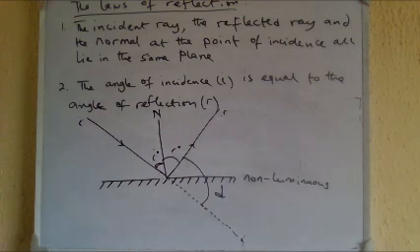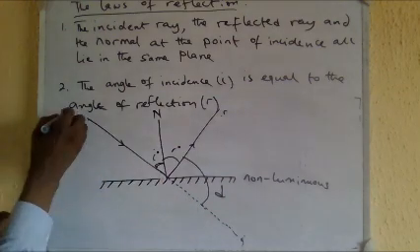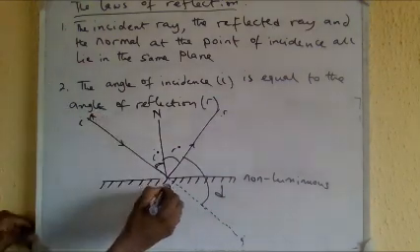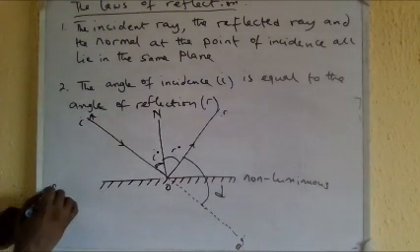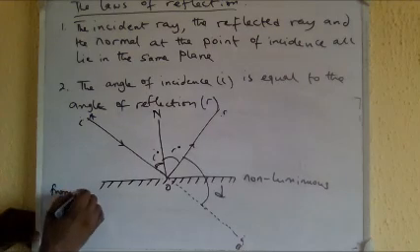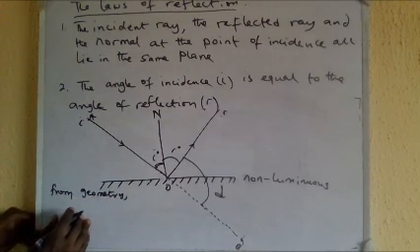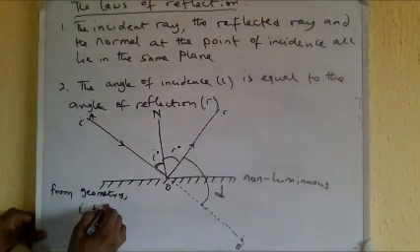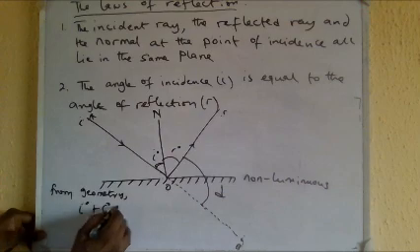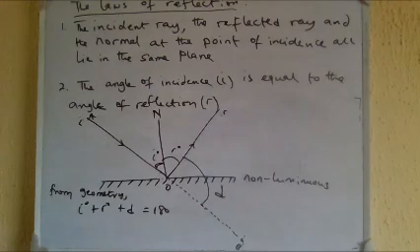From geometry, we know that if this is a straight line, let me call this A, O, B. AOB is a straight line, right? From geometry, angle I plus angle R plus angle D is equal to 180. Am I right? Yes, I'm right.